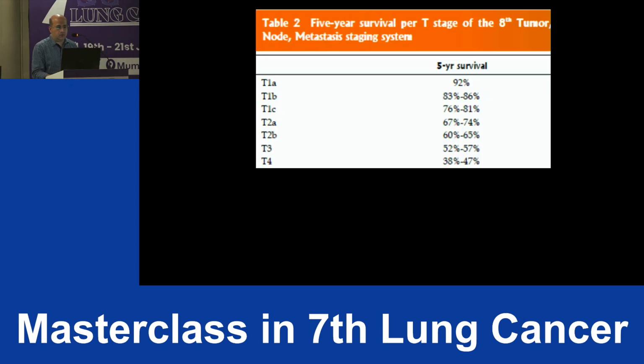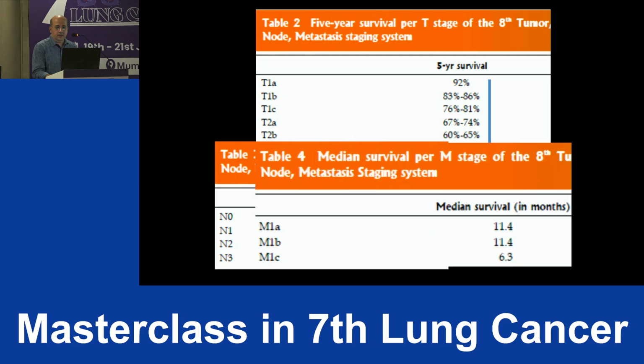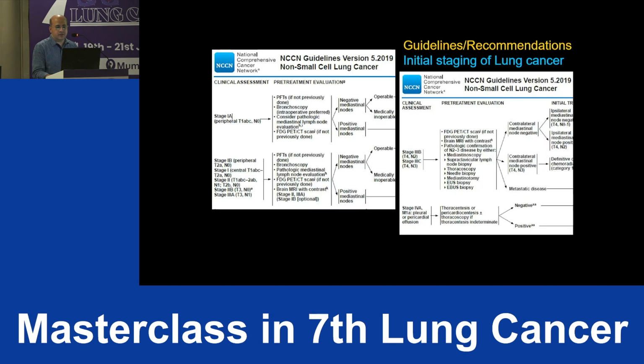As he showed, as your stage increases, your survival drops from more than 90% in T1 cancers to less than 40%. Same for nodal disease: there's a significant drop in 5-year survival from N0 to N3, and even for metastatic disease, from M1A to M1C, there is more than 50% reduction in survival. So survival is critical, and we need proper staging modalities which will prognosticate the patient.